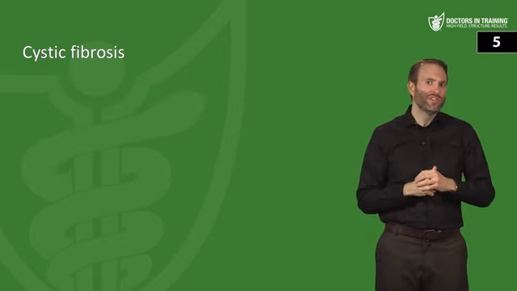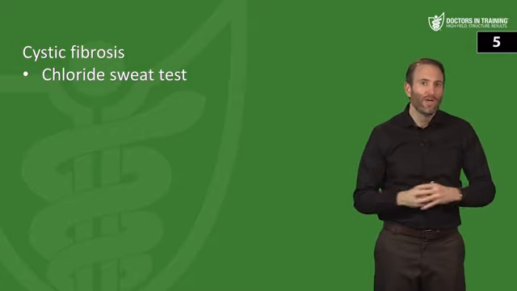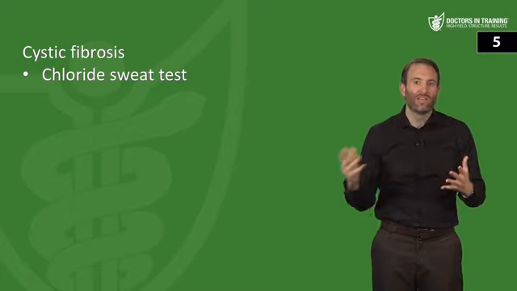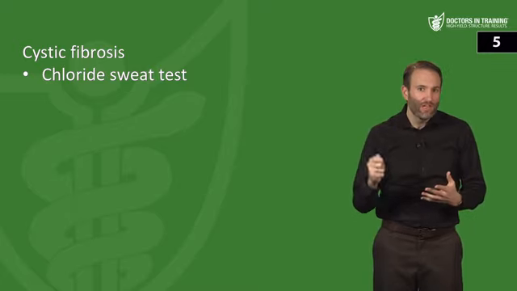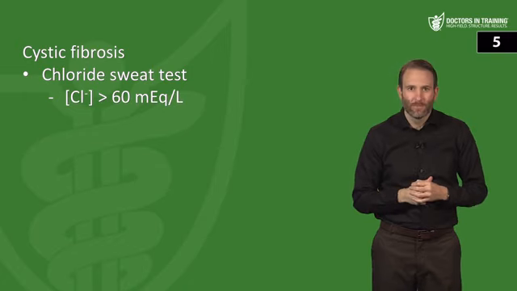So how do you diagnose this? Well, you can diagnose this with the chloride sweat test. The increased concentration of chloride ions in the sweat test is diagnostic. Specifically, the chloride ions are greater than 60 milliequivalents per liter.